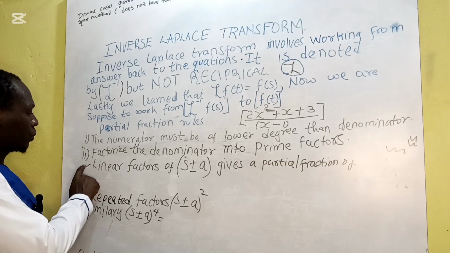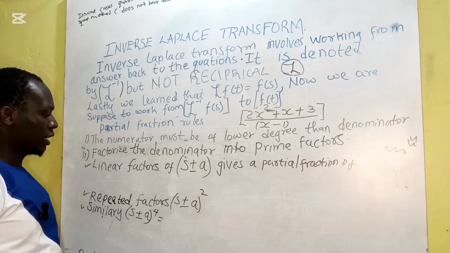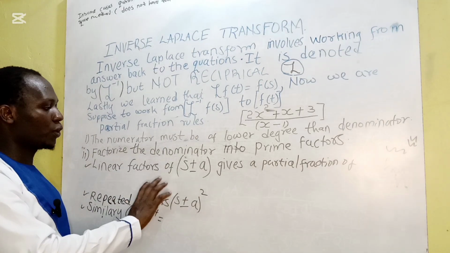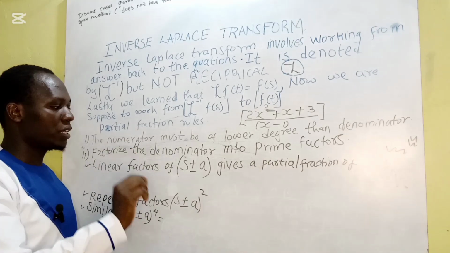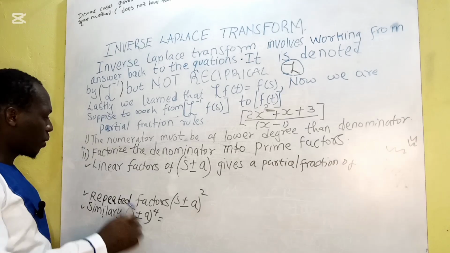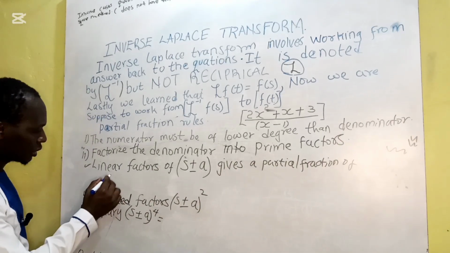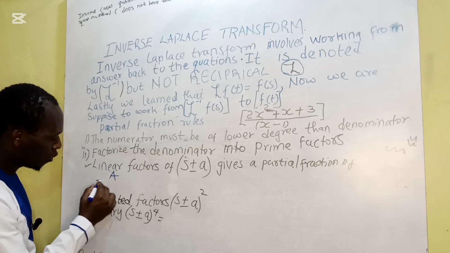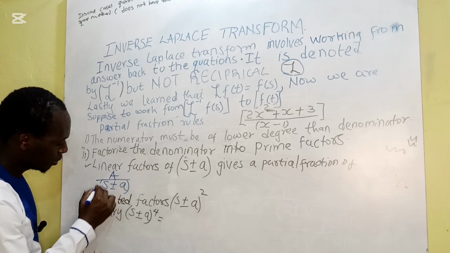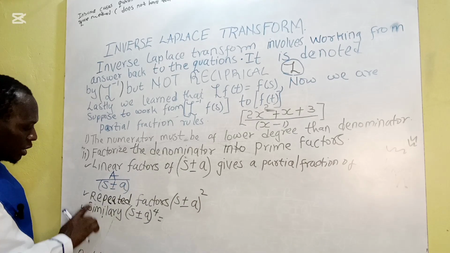Let us now get into our Roman 2, factorize the denominator into its prime factors. And this is what we are going to follow. These are the rules that we are going to follow in factorizing the denominators into their prime factors. Number 1, linear factor. This is our denominator. This one we are going to denote as a all over s we add or subtract a, when we are having a denominator like this one.